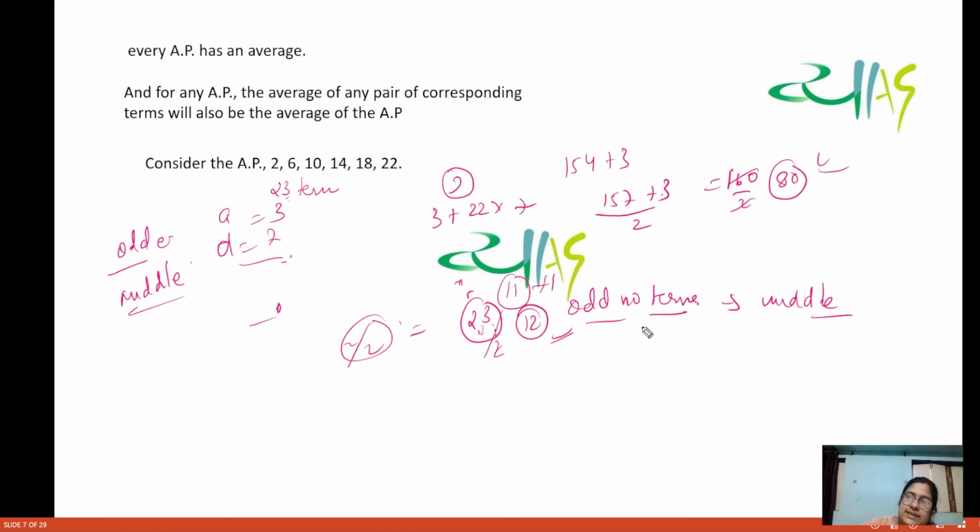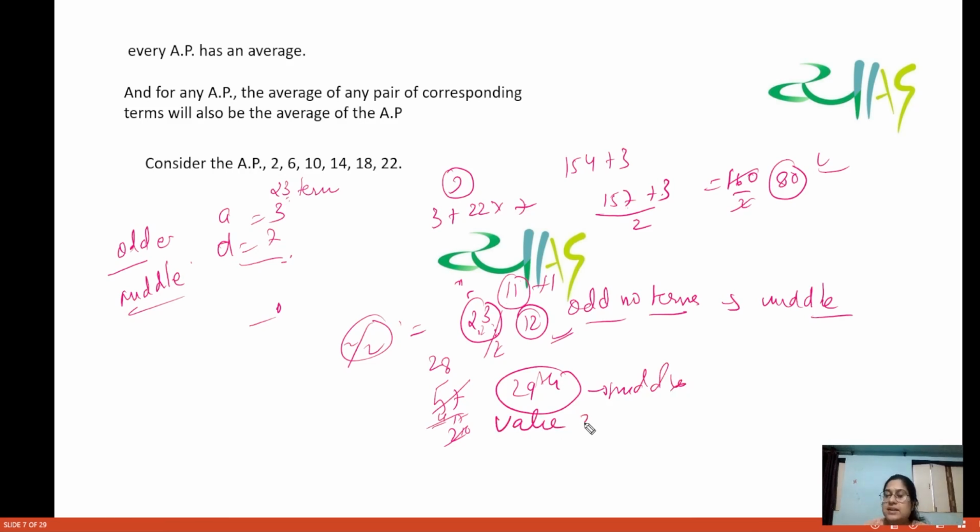Okay, तो इसी तरीके से for example you are given 57. Okay, divide this by 2, what are you going to get? 2 2s are 4. Obviously 2 8s are 16. Your 29th term is the middle term. So 29th term is the middle term, and whatever will be the value of 29th term, that will be the average as well.